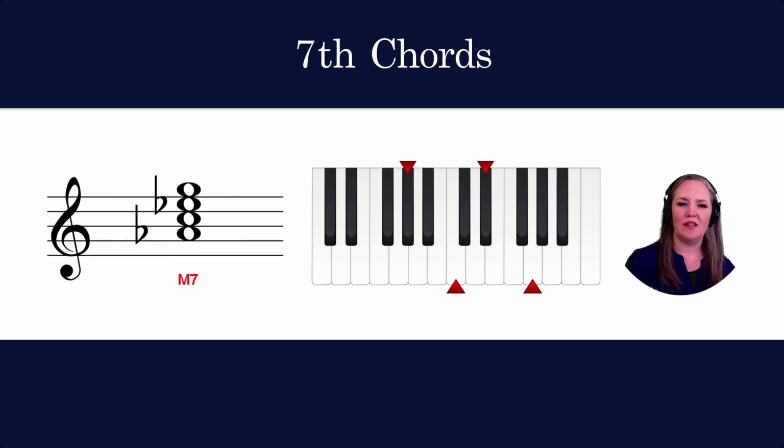Okay, let's examine an A flat major seventh chord. A flat, C, E flat is the major triad. A flat to G is the major seventh. When you combine those, they form an A flat major seventh chord.